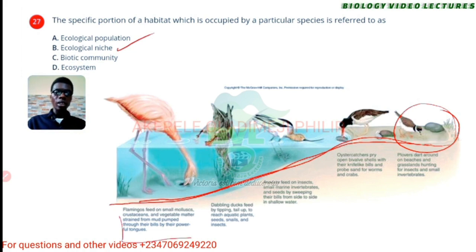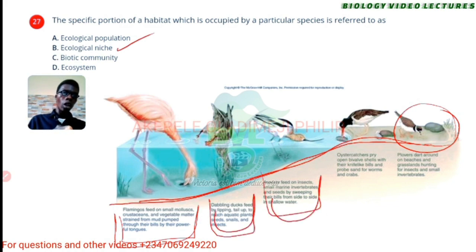So the ecological niche of this flamingo is actually deeper compared to this dabbing duck, compared to this other one that feeds on insects, compared to this that feeds on oyster and all of that. So different ecological niche for different animals. All right. So niche means the position the organism occupies or the roles it plays, basically.